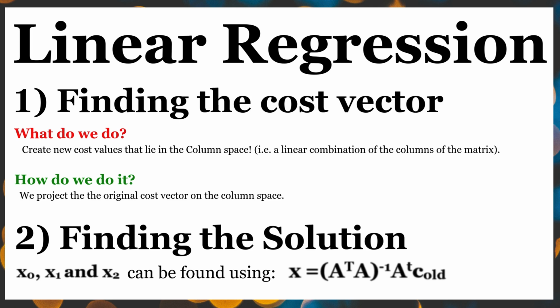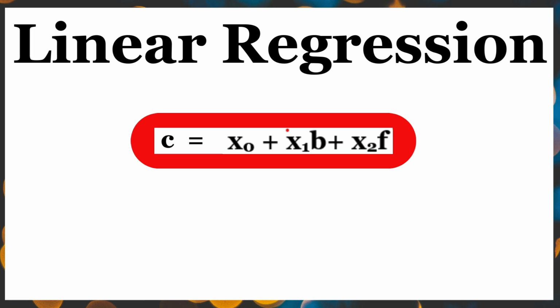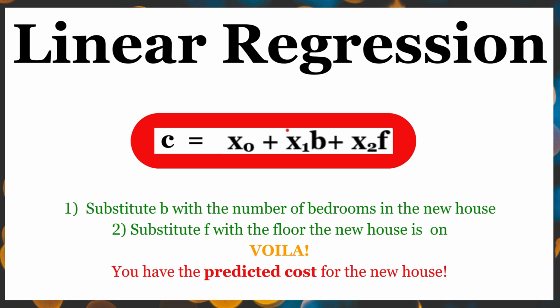Now, what is its use? Let's even talk about that a little bit. Now that you have the coefficients, let's say you went to a new house. You know the number of bedrooms in that house, and you know the floor that house is on. How can you predict the cost yourself? By using this equation. Just substitute the bedroom and floor values in the equation cost is equal to x0 plus x1 b plus x2 f. You already have x0, x1, x2. You substitute the values for b and f, and you get the cost. And that's it. We have derived the regression line using linear algebra.